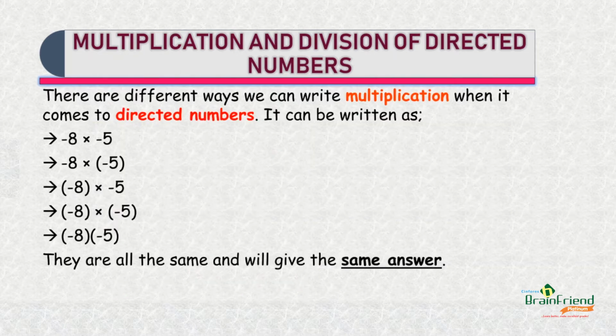Now, it is important to note that there are different ways we can write multiplication when it comes to directed numbers. It can be written as -8 multiplied by -5, or -8 multiplied by open bracket -5 close bracket, or open bracket -8 close bracket multiplied by -5, or open bracket -8 close bracket multiplied by open bracket -5 close bracket, or open bracket -8 close bracket, open bracket -5 close bracket. They are all the same and will give the same answer, which is 40.